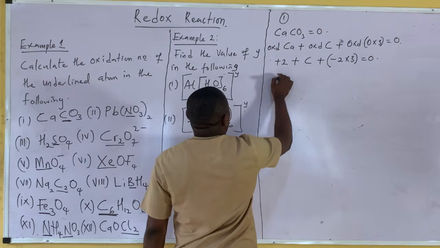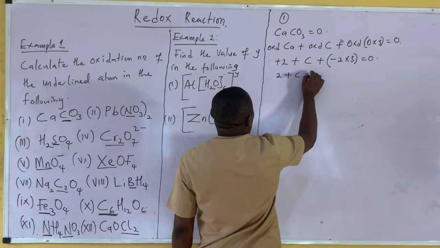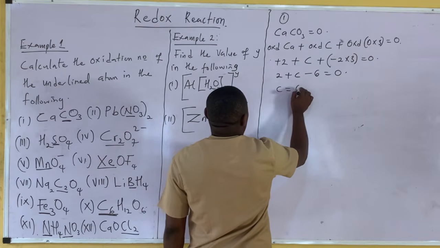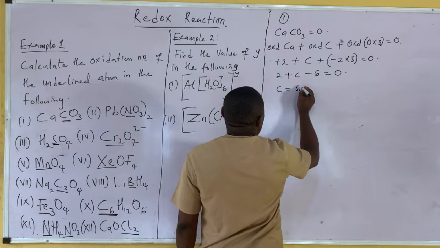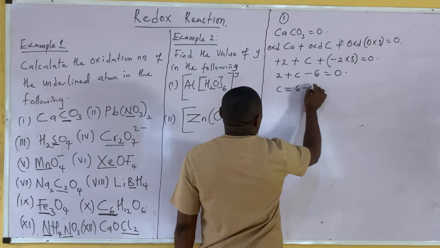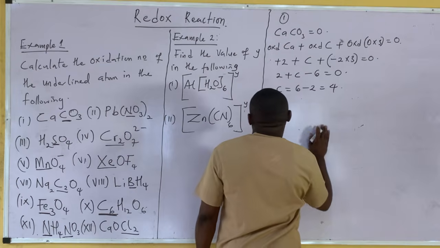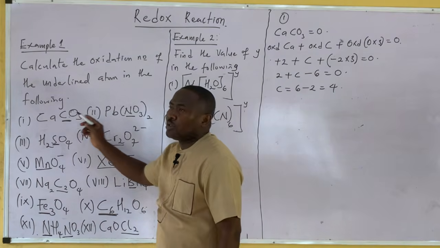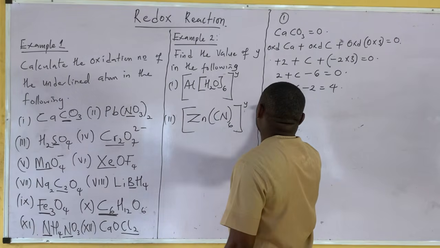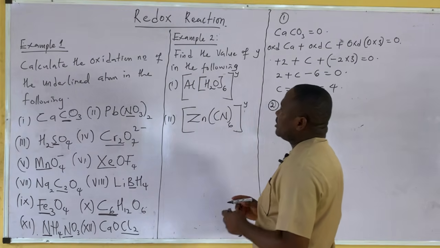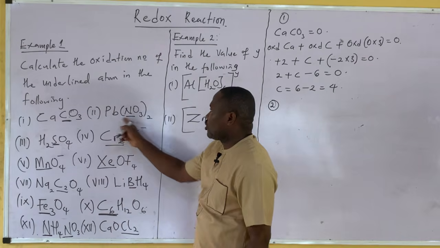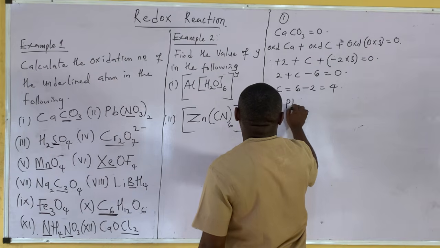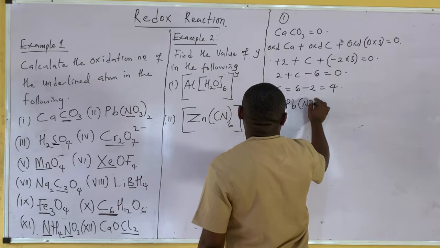So this will now be 2 plus C minus 6 equals 0. C will now be equal to 6, goes this way, becomes 6. This one comes this way, becomes -2. 6 minus 2 equals 4. So the oxidation number of carbon in this compound equals 4. Let's see question number 2. It says the oxidation number of nitrogen in this compound, meaning I will say that I'm looking at Pb, open bracket, NO3, close bracket 2.